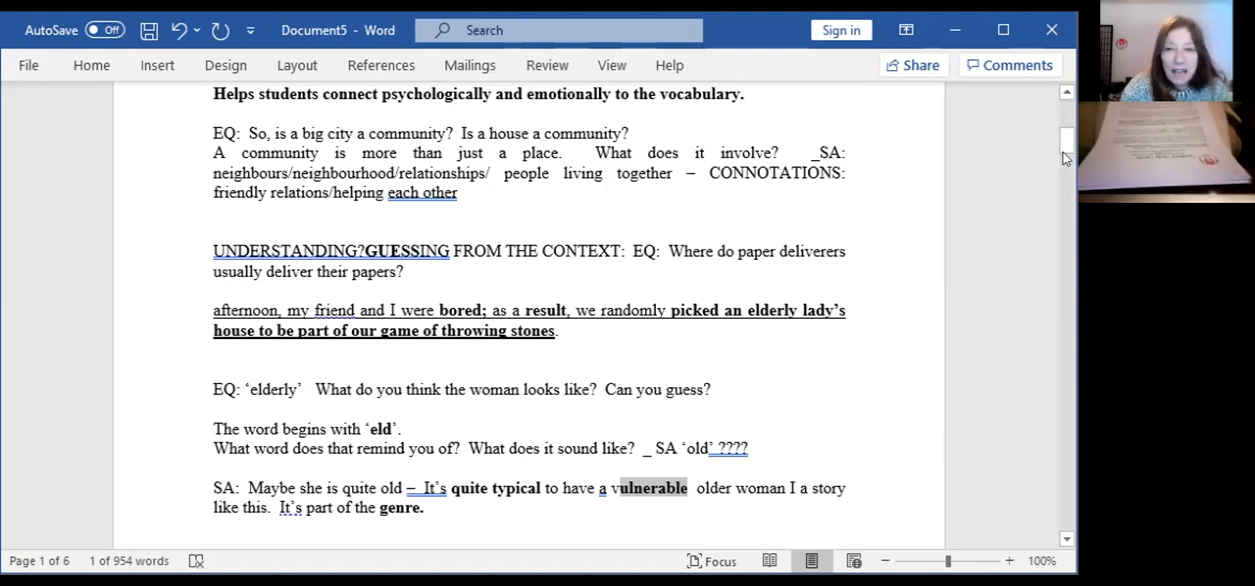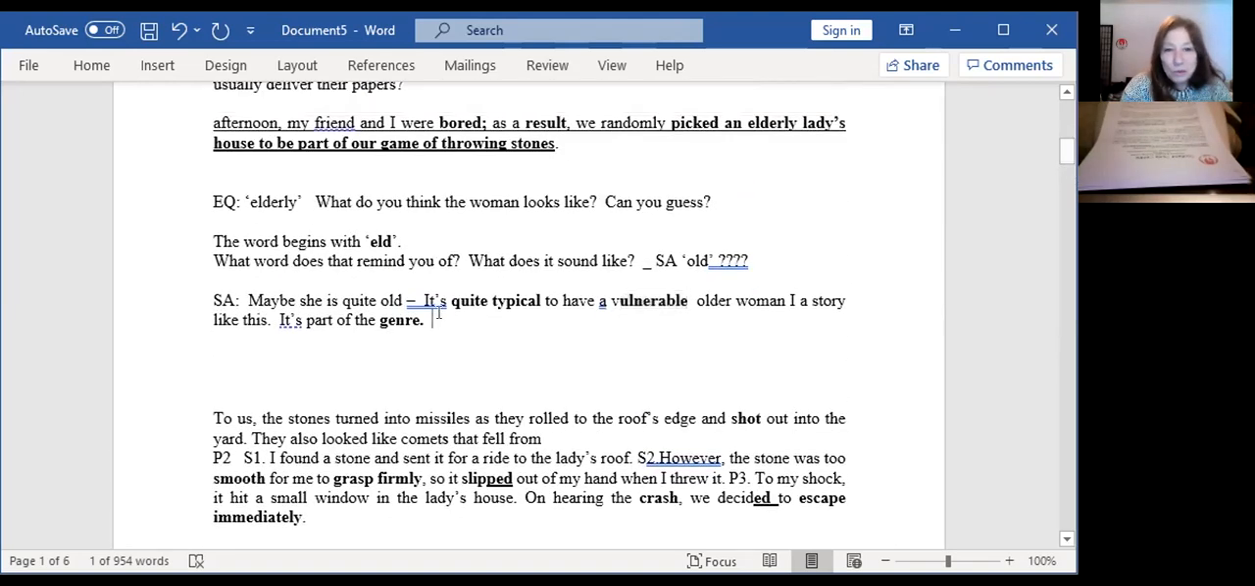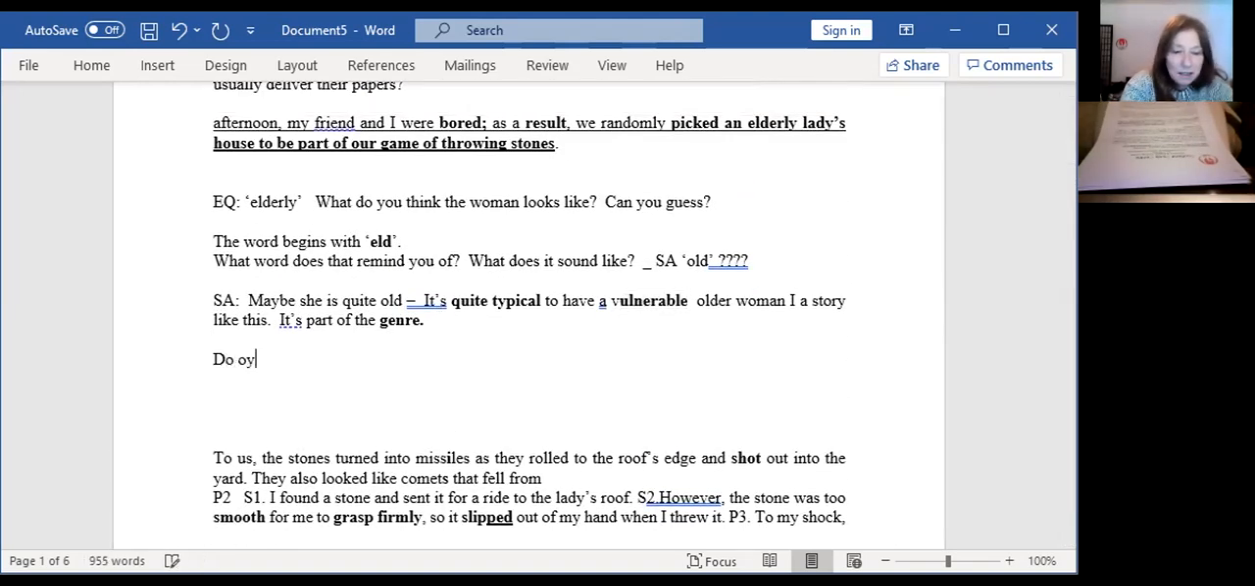And you could ask, do you think she's old or young? If they don't get it, do you think she's old or young? You could ask them even. Or do you think she's young? And they might say, no, she's probably old, maybe.